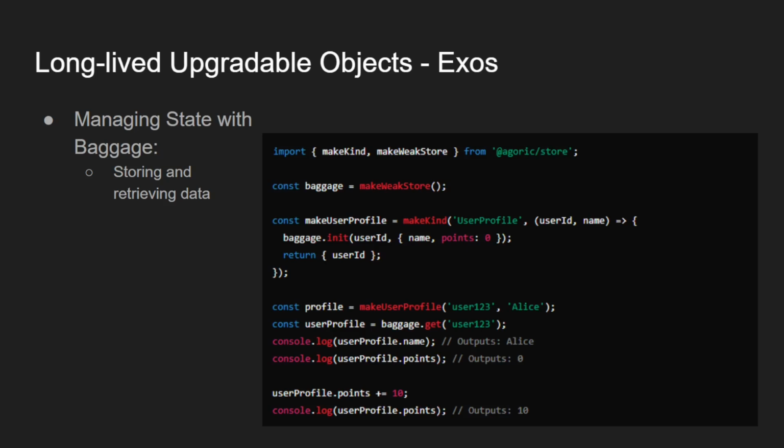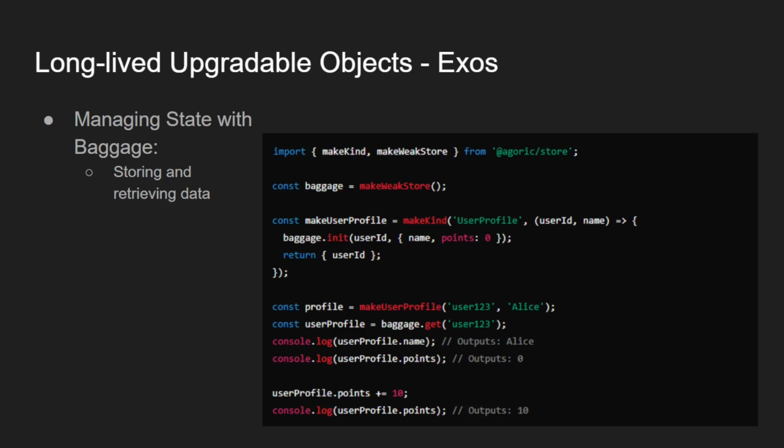Take a look at this example. In this example, we use baggage to store user profile data. When we create a new user profile, we initialize the data in baggage. We can then retrieve and update this data as needed, ensuring it remains persistent across any upgrades to the user profile class.